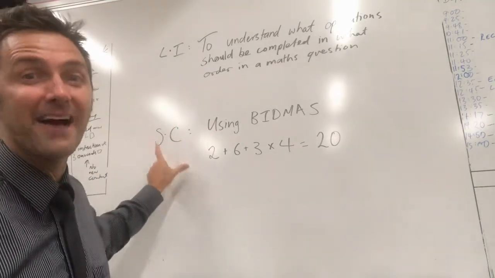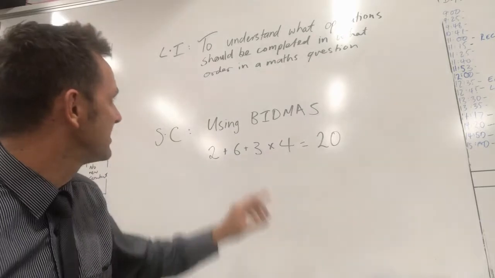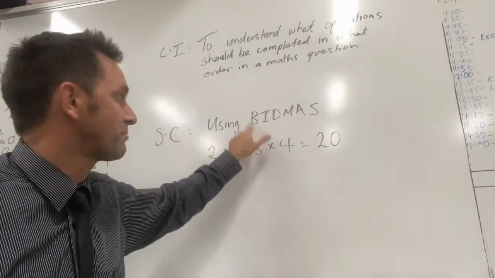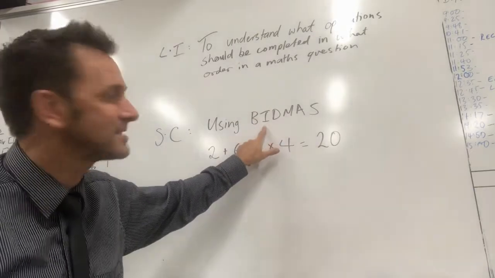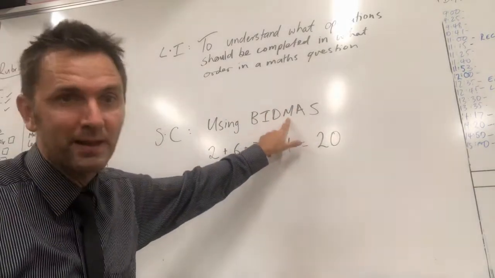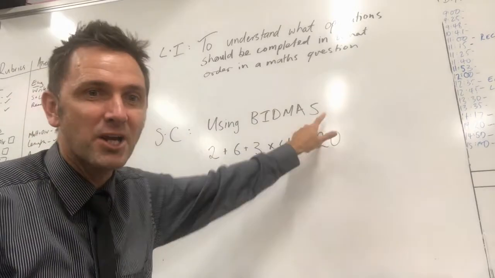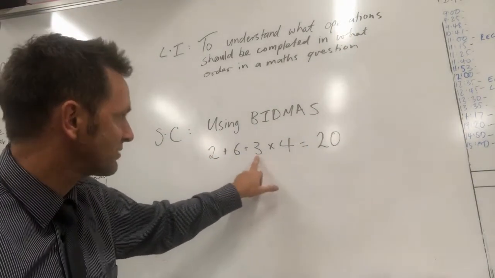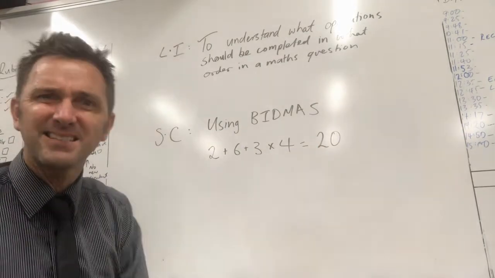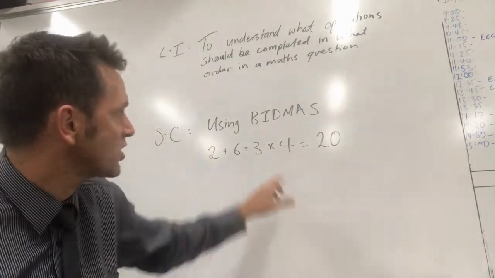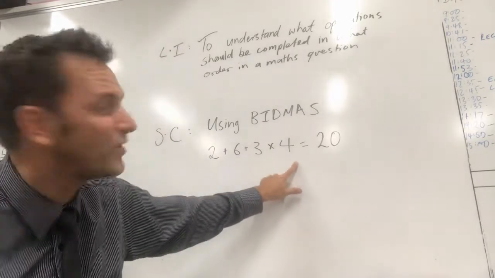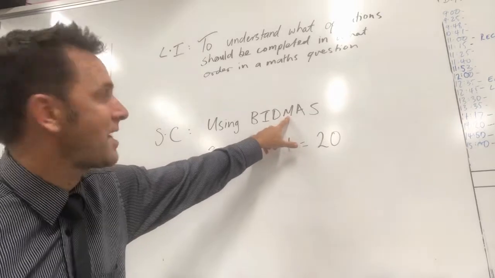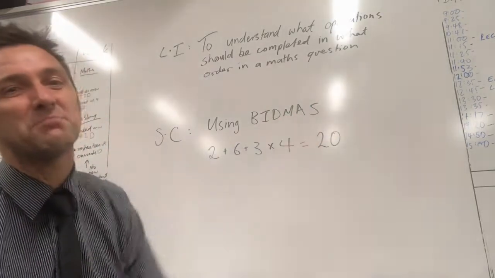Our success criteria is to use BIDMAS. I'm going to show you what BIDMAS is. It basically stands for brackets first, then indices, then division, then multiplication, then addition, then subtraction. And so a sum might look like this: 2 plus 6 plus 3 times 4 equals 20. And to get that 20, which is the right answer, you've actually got to do the 3 times 4 first, because 3 times 4 is multiplication, and that's before addition in BIDMAS.